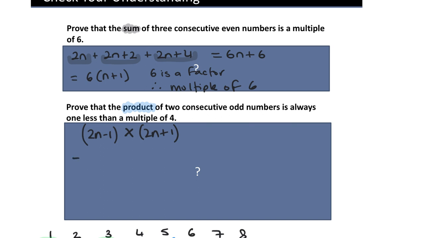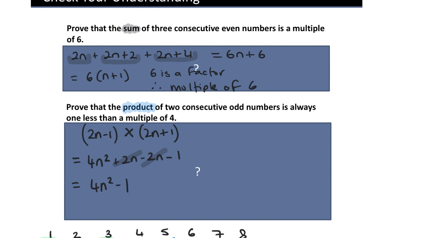2n times 2n, 4n squared, and then I've got 2n minus 2n minus 1. So we know plus 2n and minus 2n do cancel, but you still have to write all of this. This is a proof. You can't leave anything out. Even though in your head you know they cancel, when you're proving, you've got to show every step of your working. Then we're left with 4n squared minus 1.